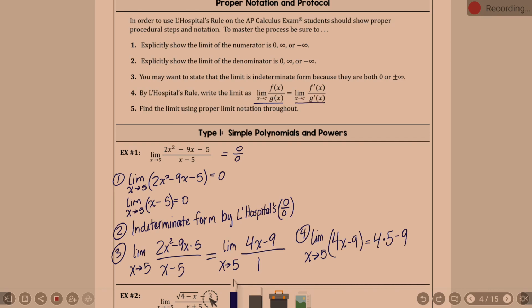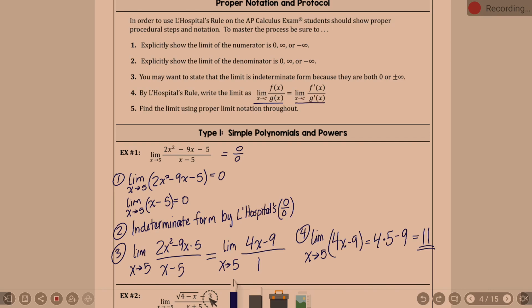4 times 5 is not 9, right? Yeah. We get what? 11. Okay. It happens. It happens a lot more than we want to admit, right? We have that moment where 4 times 5 all of a sudden becomes 9. There's no answer. It's just a moment. It's close. You know. Okay.